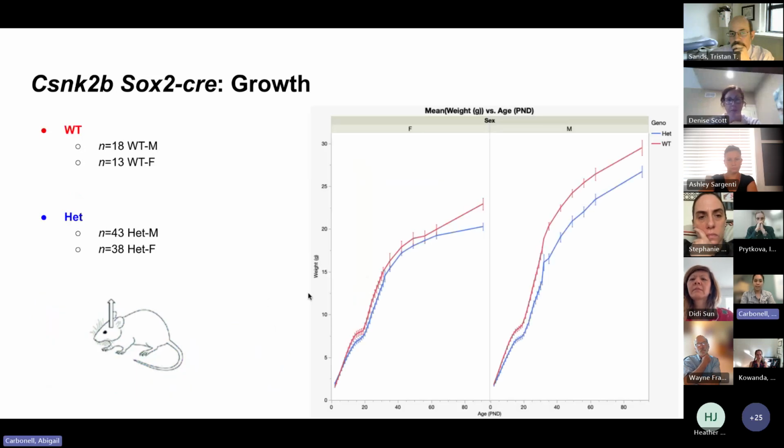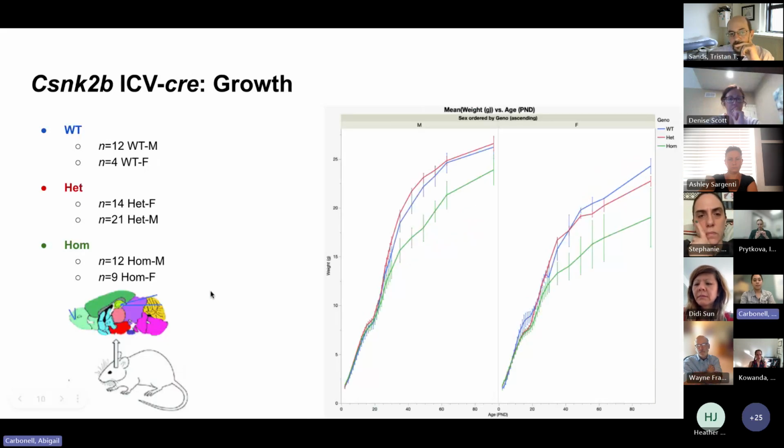Not only is survival affected, but growth is as well. Here we have the heterozygous mice on the blue bars, and you can see that over time, this is measuring mice by weight, the weight of the mice and their growth is impaired. That's with CSNK2B targeted in the whole body. When we target CSNK2B in the brain using the ICV-CRE model, we also see a similar pattern where when the mice lose CSNK2B, their growth is very severely affected. This matches up with some of what we've seen in the patients as well, with reduced growth, reduced body size, reduced growth velocity as well.